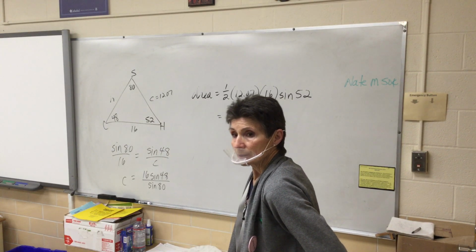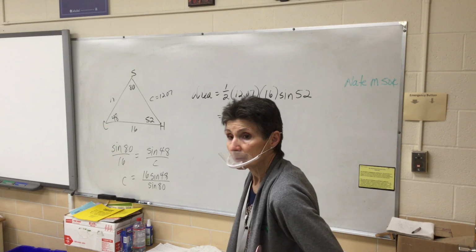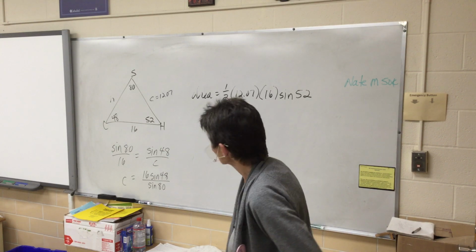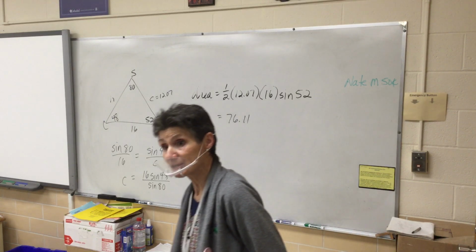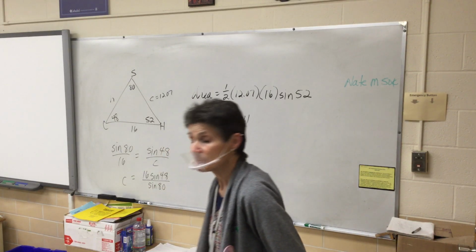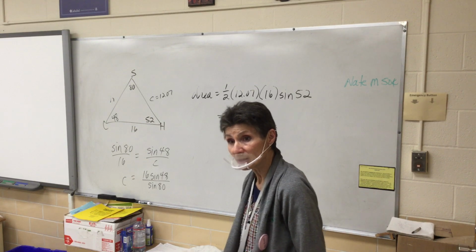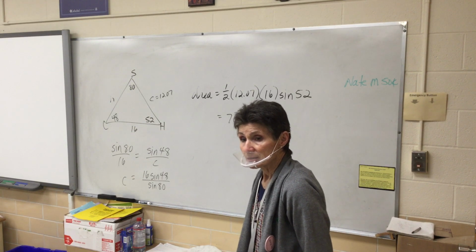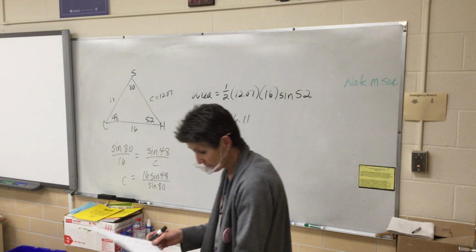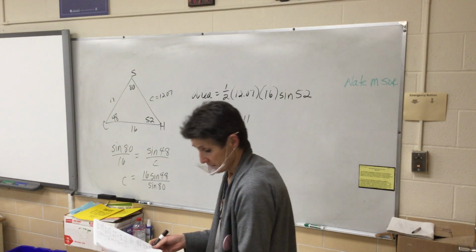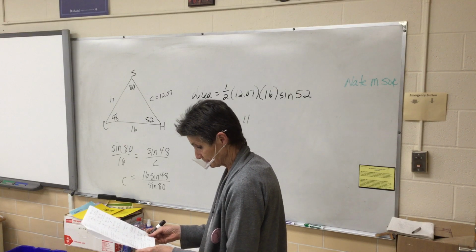I have a question. Jacob? Yeah, so why would you have to use 48 if 52 is already there? Because the angle you use has to be between the 2 sides you're using. It has to be the included angle, the one that's between the sides. So whatever side you're using, you're gonna use the angle between. The answer will be the same if you use the right angle.